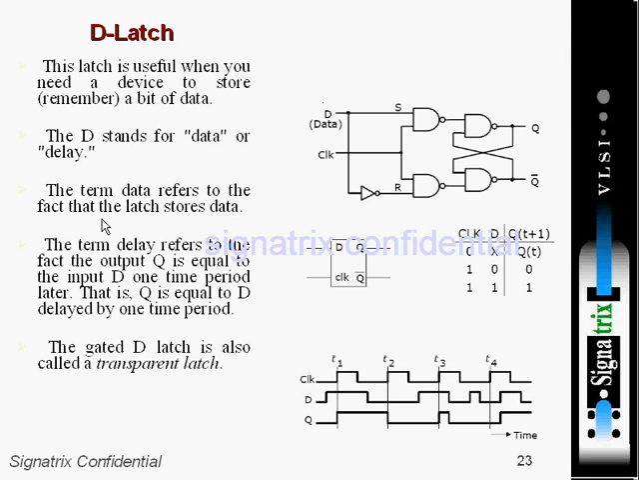Now the term data refers to the fact that the latch stores data, and the term delay refers to the fact that output Q is equal to the input D one time period later. That is, Q is equal to D delayed by one time period. So the gated D latch is also called a transparent latch.